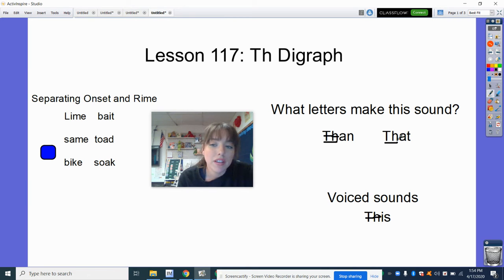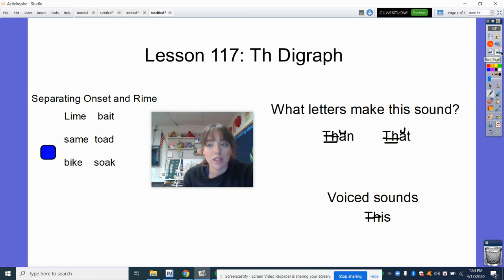So if we were going to code this whole entire word, we would have our line for our digraph, our line for our voiced sound, and then let's sound these words out. A, n. The A makes a short sound, so we're going to put a breve over it. And then this A makes a short sound, so we're going to put a breve over that. So these two words are now coded.